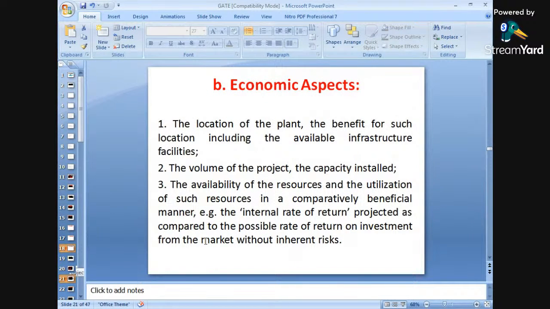Next are economic aspects: the location of the plant, the benefits of which locations, including the available infrastructure facilities, the volume of the project, the capacity installed, the availability of the resources, and the utilization of such resources in a comparatively beneficial manner. The internal rate of return projected as compared to the possible rate of return on investments from the market without inherent risk. That means the economic background should also be considered. Economic things should also be considered related to the product, related to the DPR.